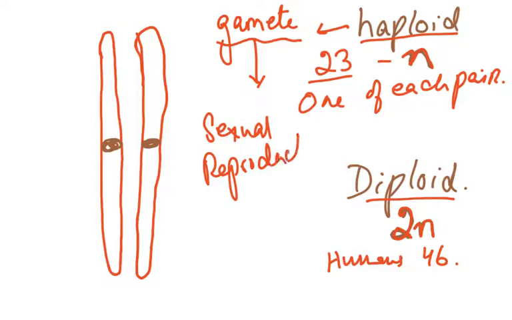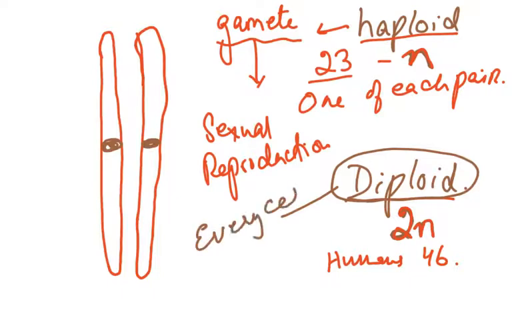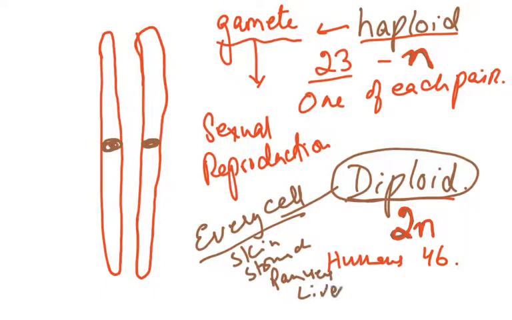And the important thing is that the diploid number would be present in every cell of the human body. So every cell of the human body is diploid. Your skin cells are diploid, your stomach cells are diploid, your pancreas cells are diploid, your liver cells are diploid. So all the cells of the body are diploid. And this would be a pair of chromosomes, as we've just talked about, a homologous pair of chromosomes.